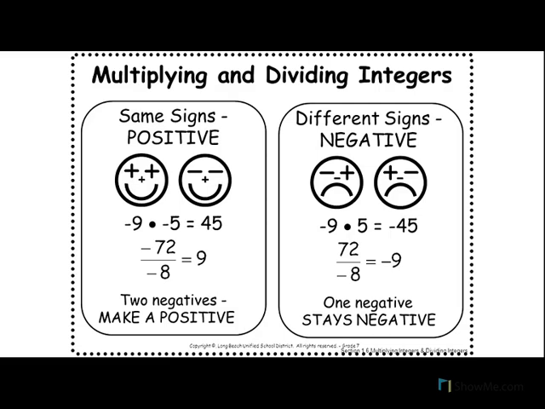Another way to think of this is kind of like emojis, right? If you look at an emoji where the eyes are the same, like these ones over here, you think of that as a happy face, right? But if you see where your eyes are different, it's kind of a sad face, right? So two of the same, two negatives or two positives, make a positive. And then if you only have one negative, or if they're opposite, our answer stays negative.